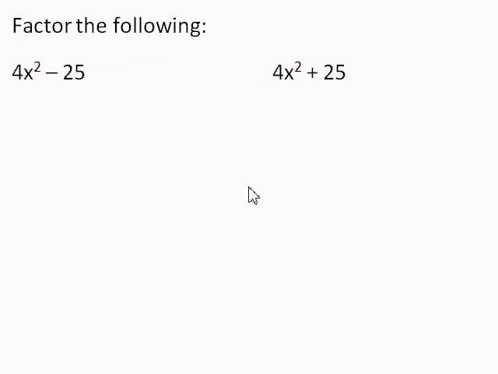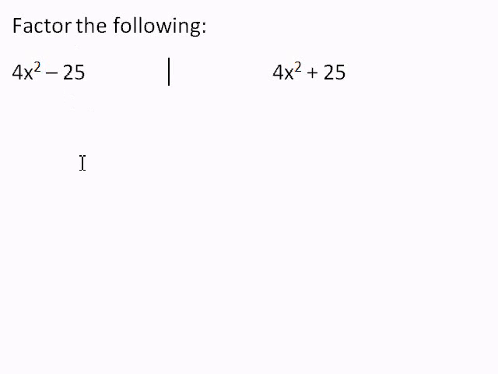Now what we're going to do is we're going to factor some problems that look like this. Now just like in the previous examples, notice that the first term and the last term both have whole number square roots. So 4x squared factors into 2x and 2x, 25 can factor into 5 and 5. But what's missing in this is there's no middle term.